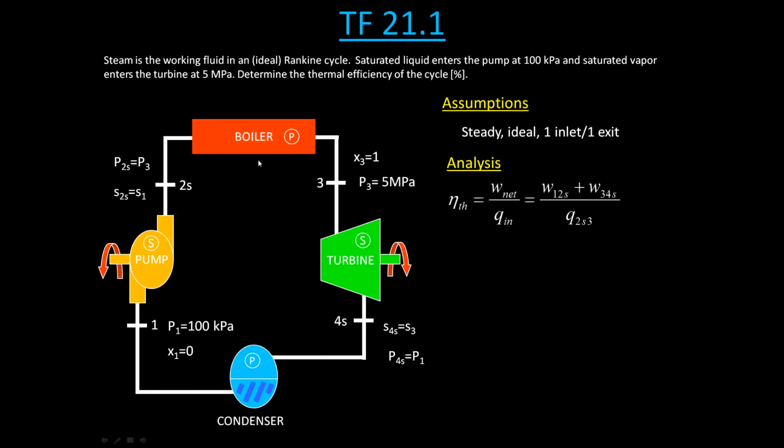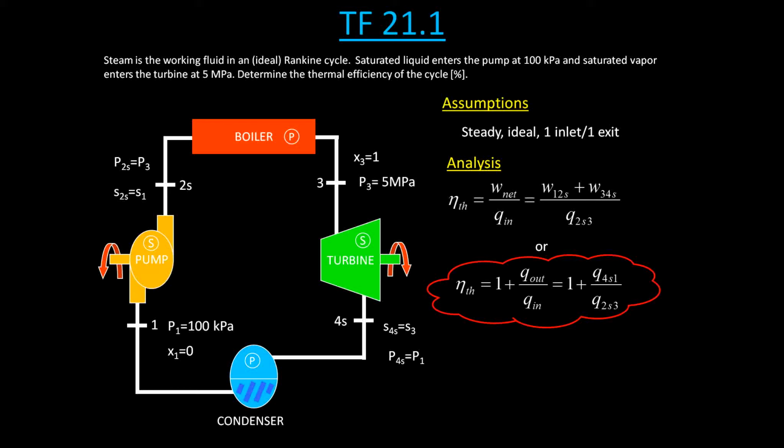Or, knowing that the work net, total work, is going to have to equal the total heat transfer of our system, we could rewrite this as our efficiency is equal to 1 plus the heat transfer going out over the heat transfer in, which in this case is the heat transfer going out at the condenser over heat transfer in at the boiler. We're going to start with the bottom one. But I encourage you, after this is done, to go back and try to use the first process using the work net and verify that you get the same answer as how we calculate it here.